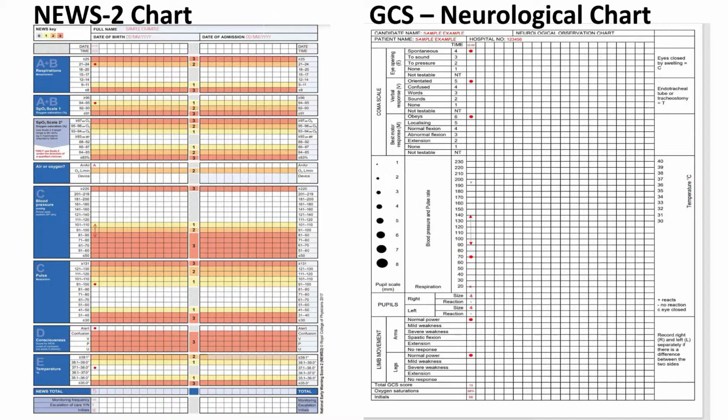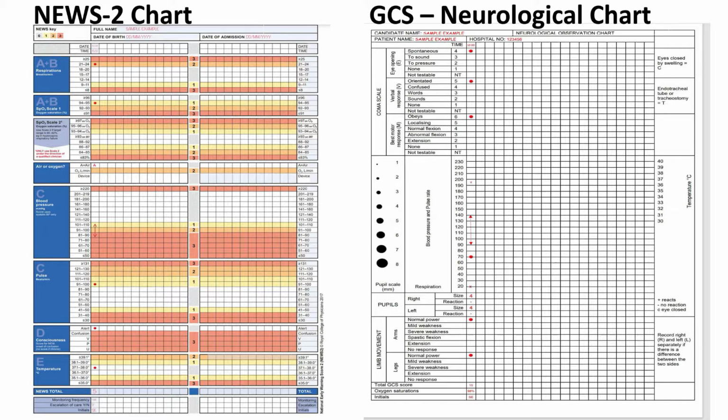Okay, so that's full set of vitals. Once you have done that, then you need to plot these vitals on a chart. So there are 2 different charts in your exam which are on the screen now. Okay, so one is national early warning score.